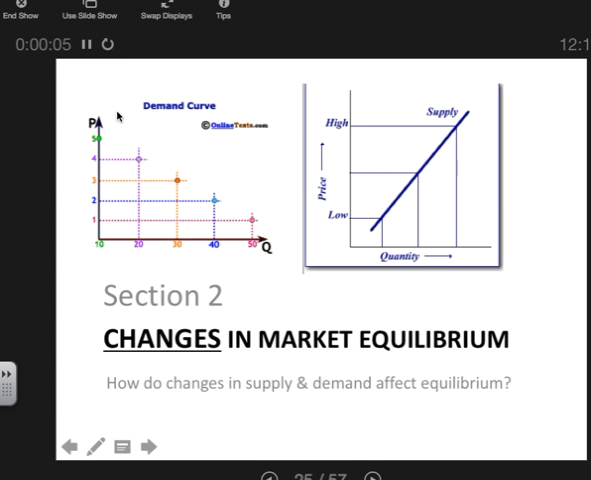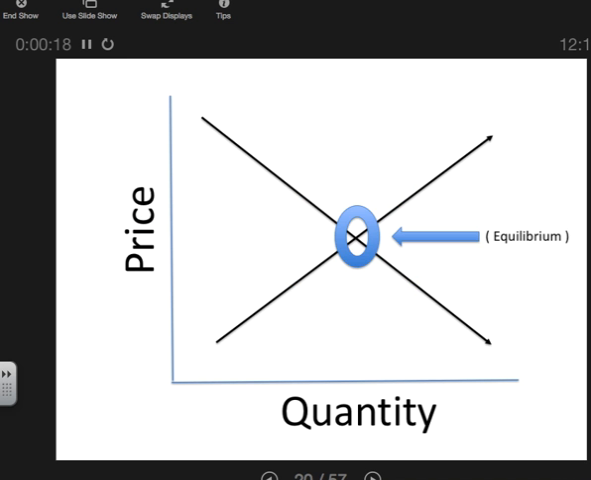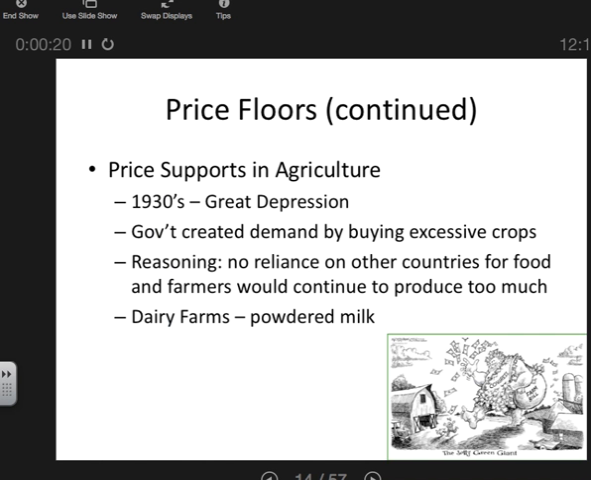So where we're starting today is section 2, changes in market equilibrium. Yesterday we introduced supply, we introduced equilibrium, disequilibrium, and I want to show you a couple images here. Let's see if we can get these from what we looked at yesterday.